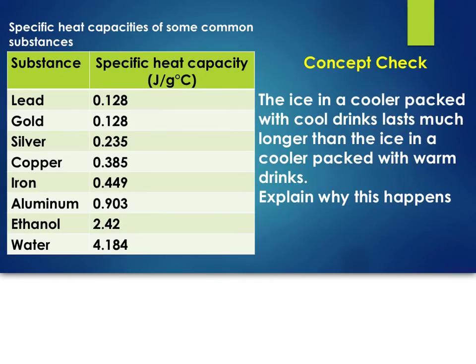Okay, so here I want you to look at the specific heat capacity of some common substances. We have lead, gold, silver, copper, iron, aluminum, ethanol, water. So if we have 1 gram of any of these substances, this tells us how much thermal energy we need to change that temperature by 1 degree Celsius. Now look at the value for water. It's very high. Water has a very high specific heat capacity. That means it takes a large amount of energy to increase the temperature of water by 1 degree Celsius.